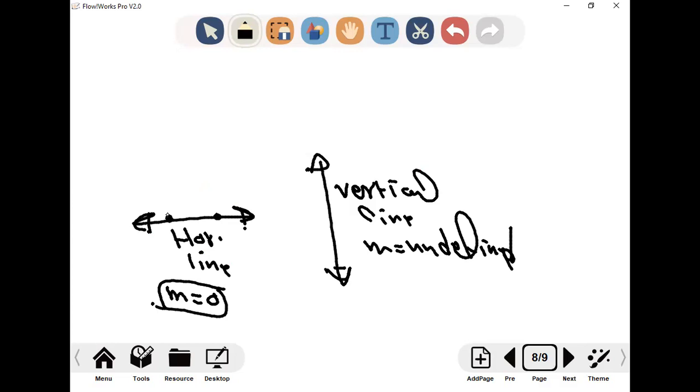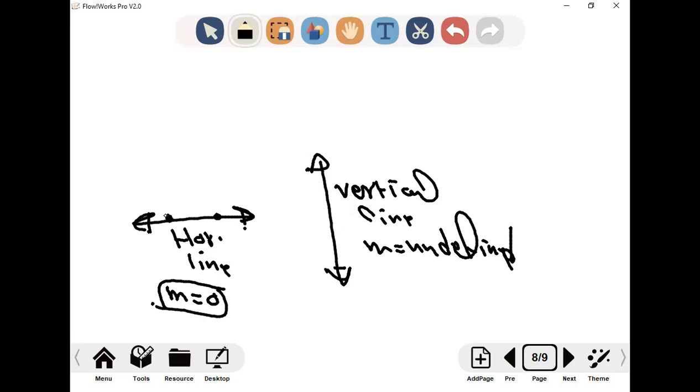I said if you have a horizontal line, you have the same y coordinate. This is what I said. If you subtract up the same value, y2 minus y1 over x2 minus x1, if you have the same y, up will be 0. Down will be a number. 0 divided by a number except 0, the answer will be 0.